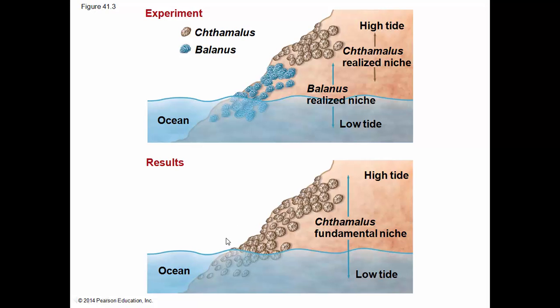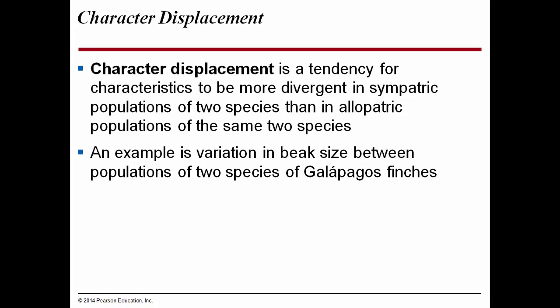So the fundamental niche of Cathalamos was this whole intertidal zone here, but because of Balanus, Balanus outcompeted Cathalamos in the lower region of the niche, and therefore reduced the fundamental niche of Cathalamos, giving it its realized niche of only existing in the high tide zone. So interspecific competition makes the realized niche of Cathalamos much smaller than its fundamental niche.